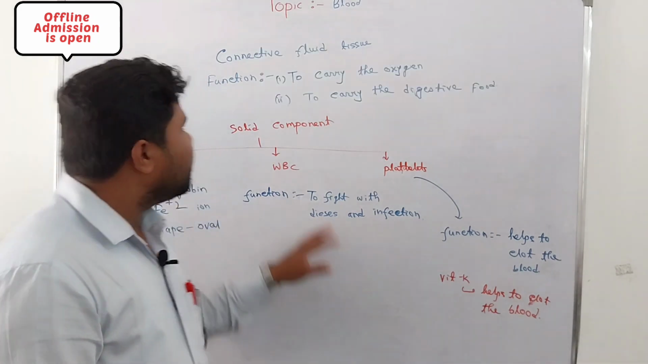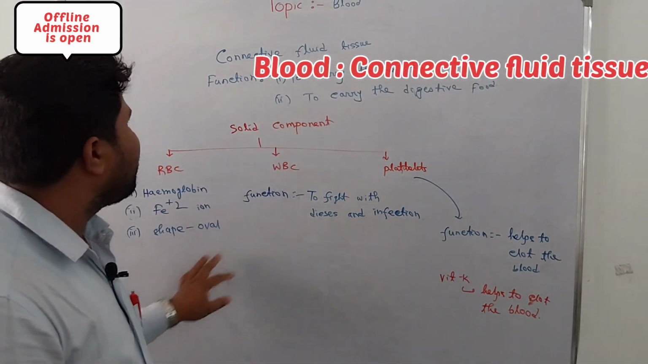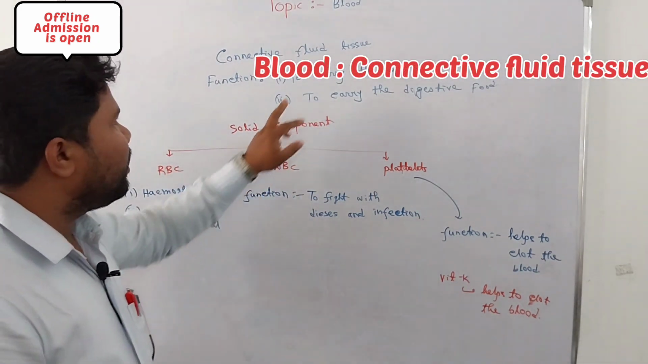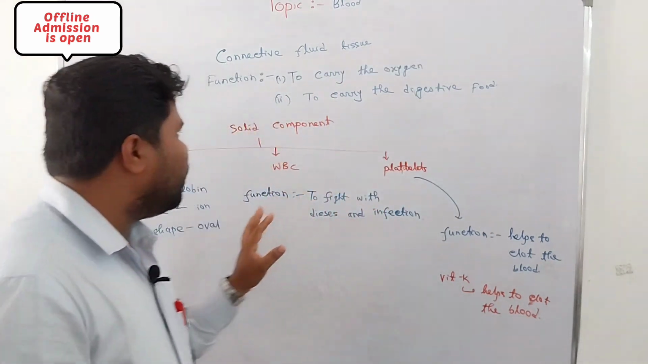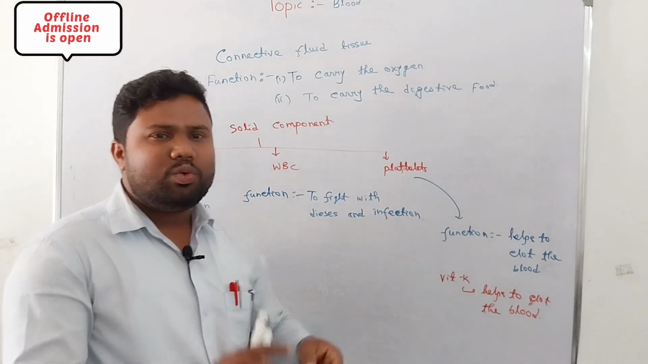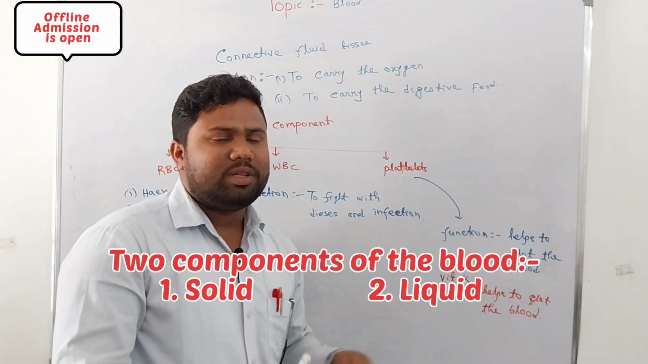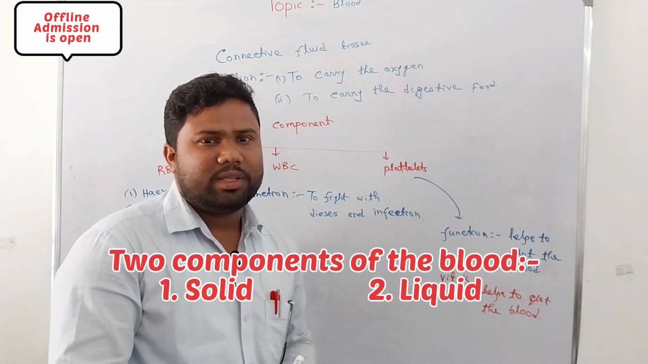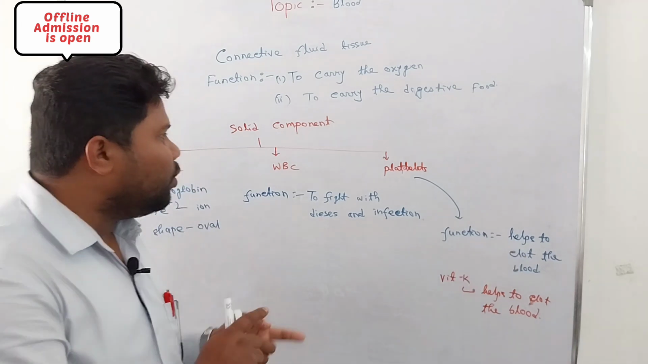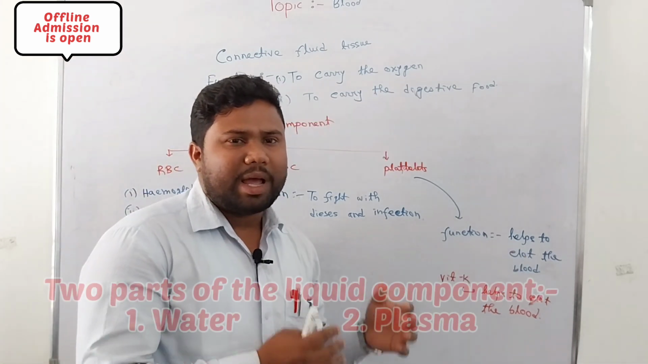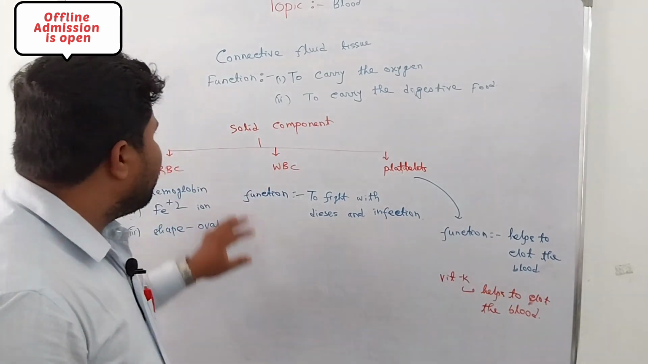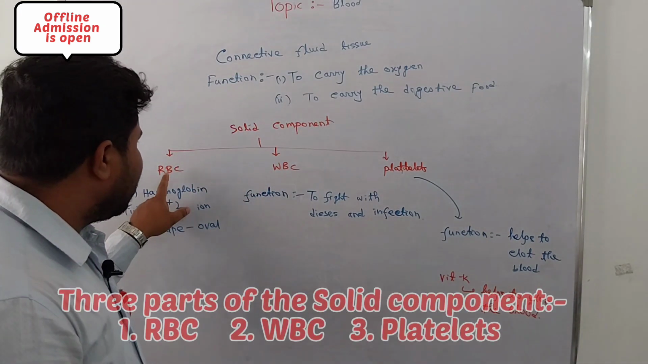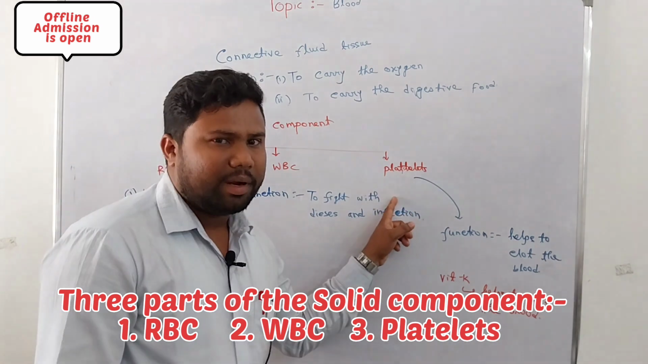So, what is blood? Blood is a connective fluid tissue. And what is the function of the blood? To carry oxygen and to carry digestive food. And what are the components of the blood? There are two components of the blood. The first one is the liquid component and the next one is the solid component. There are two parts of the liquid component: the water and the plasma. And the parts of the solid component are the RBC, WBC and platelet, and this is all.